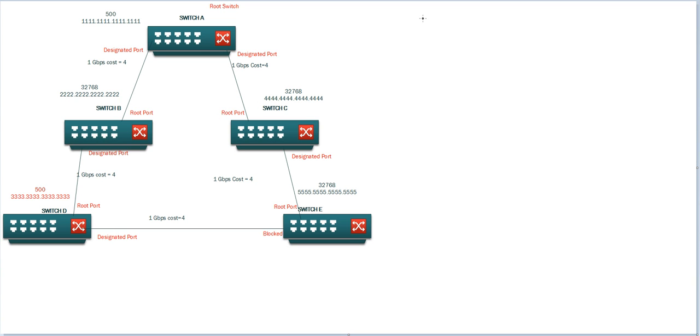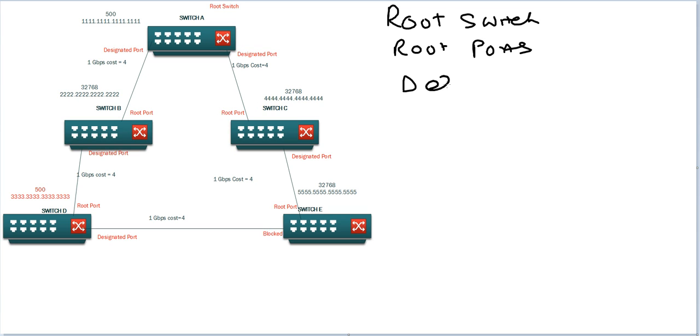Hello everyone. In this video we are going to see how to identify the designated ports. So far we saw how to identify the root switch, then we saw root ports. Now we have to find out the designated ports. That's the third step in the STP convergence process.